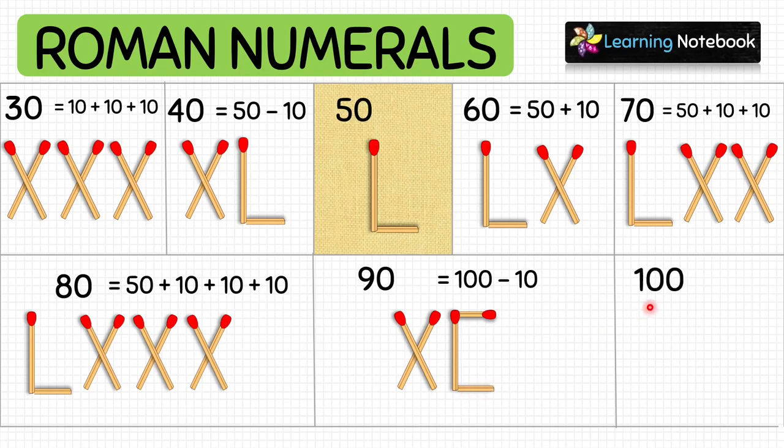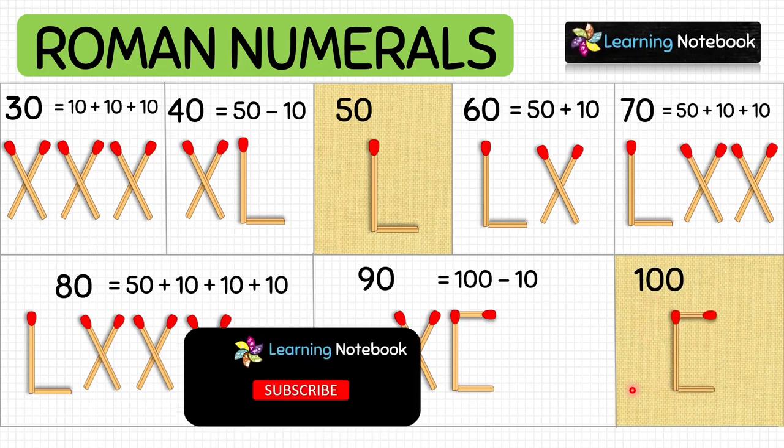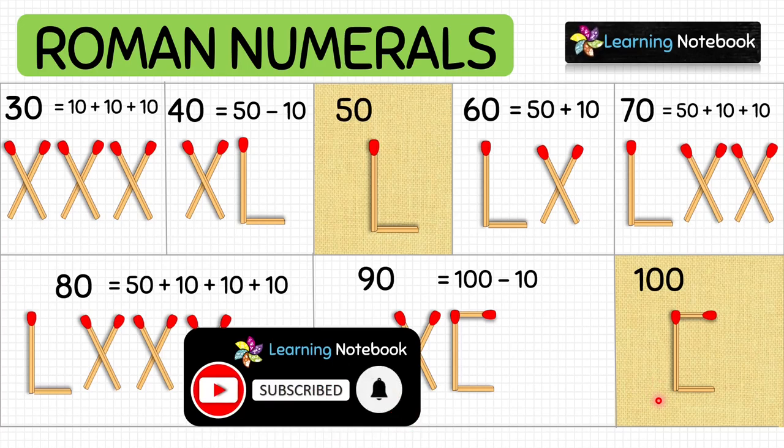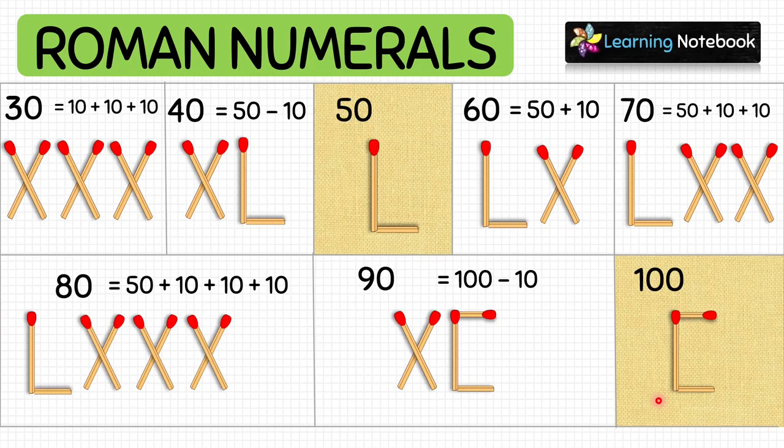And next we have 100. And we already have a symbol for 100, which is letter C. Okay students, so till now we have learned how to form Roman numerals from 1 to 100.